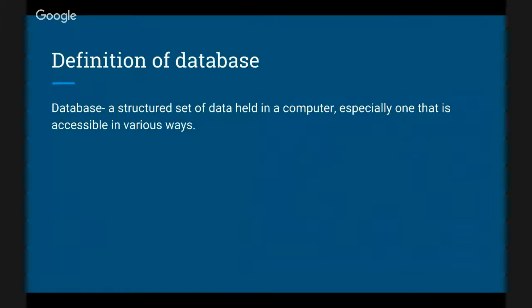So the definition of a database is a structured set of data held in a computer, especially one that is accessible in various ways. So what kind of data does a database really need to be holding? Customer names, product amounts, expenditures. Data is going in and out of businesses constantly, and databases are essential to them to function properly.